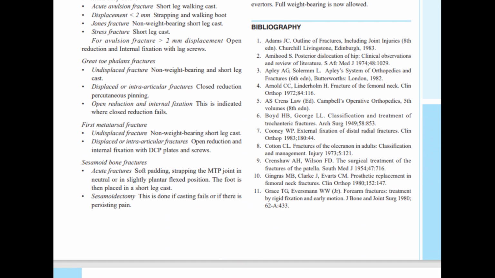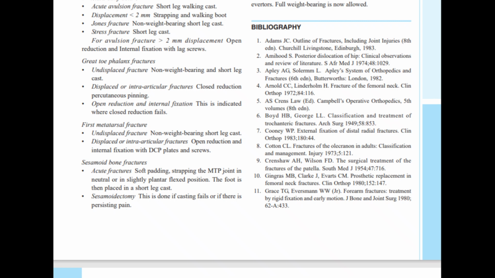Great toe phalanx fractures. Undisplaced fracture: non-weight bearing and short leg cast. Displaced or intra-articular fractures: closed reduction, percutaneous pinning, open reduction and internal fixation. This is indicated where closed reduction fails.